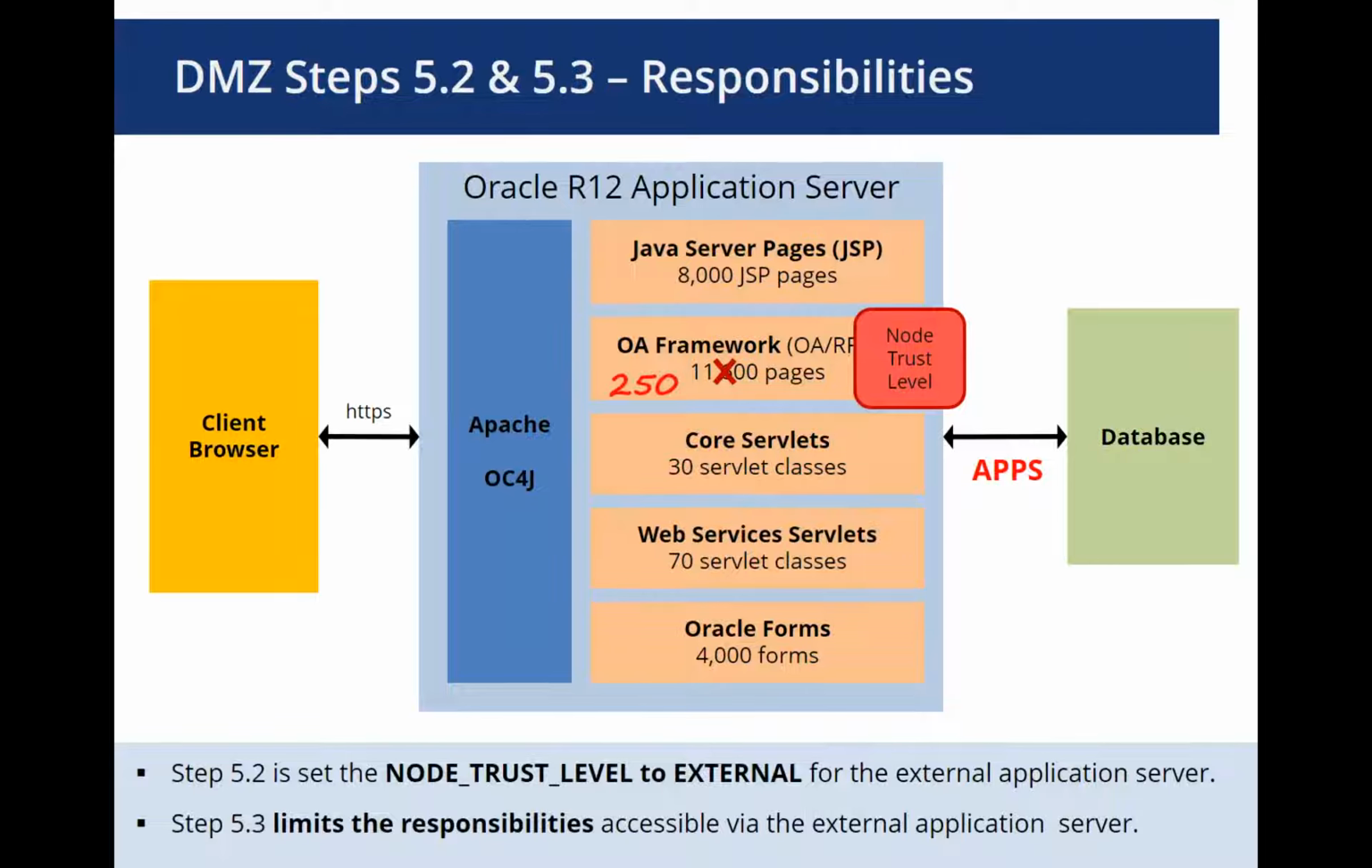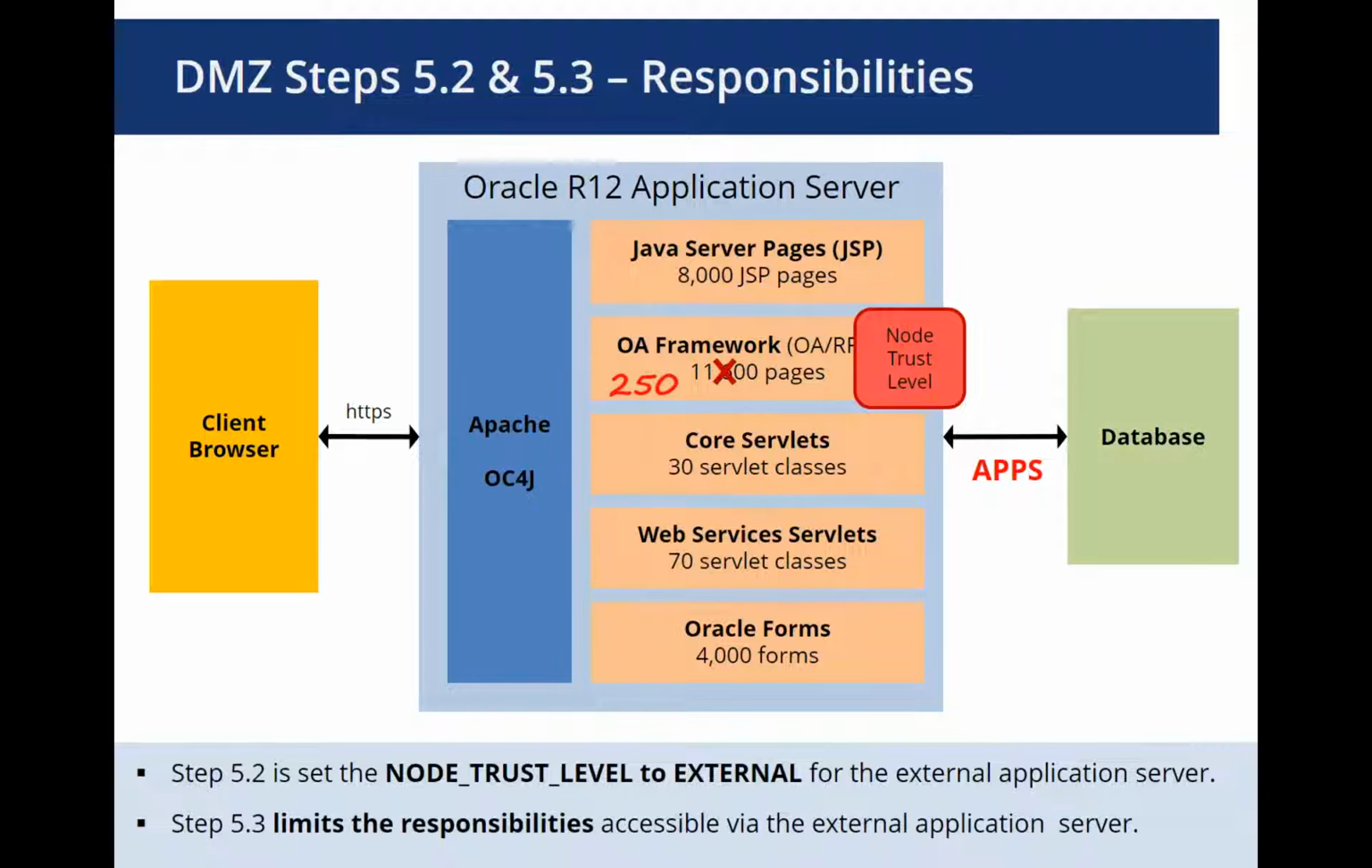Second piece of the DMZ configuration is responsibilities. So OA framework is just 2 web pages, so I can't block it using the URL firewall, so Oracle had to come up with another method to do that. So they actually set something called node trust level. And the first step of node trust level is I have to define the application server as external. And if I miss that step for some reason, node trust level just doesn't work. It doesn't do anything. It only will work if a server is enabled as external. So if you go through the DMZ configuration document, step 5.2 walks you through that process to do that. And then the next step is 5.3.